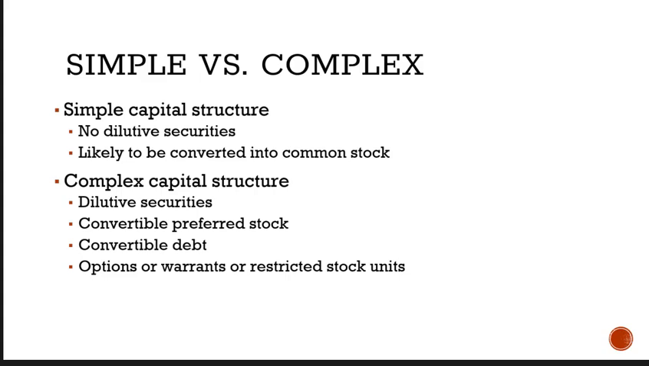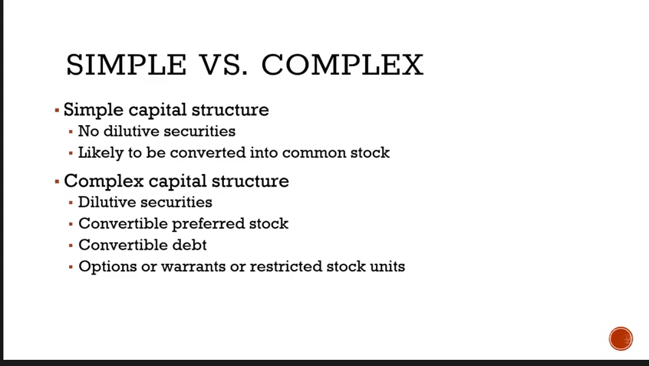The three that we will worry about are convertible preferred stock. That's preferred stock that can be converted into common stock, therefore there'll be more shares outstanding. Convertible debt, bonds, or some type of loan that can, instead of being paid off in cash, be paid off in stock.